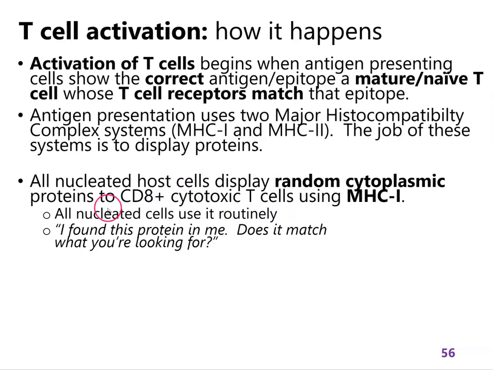So first, all nucleated cells display MHC1, and they use it to show random proteins they find in their cytoplasm to CD8 positive cytotoxic T cells. So remember, these are the cells that kill abnormal host cells. So all of our cells are routinely taking proteins randomly selected from their cytoplasm and putting them on MHC1 and showing them to cytotoxic T cells.